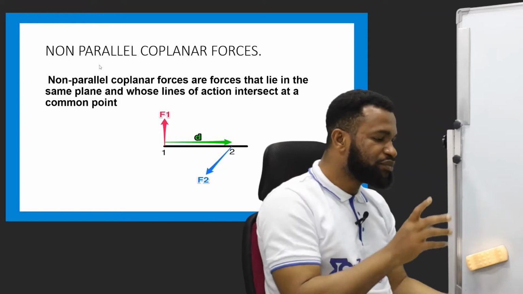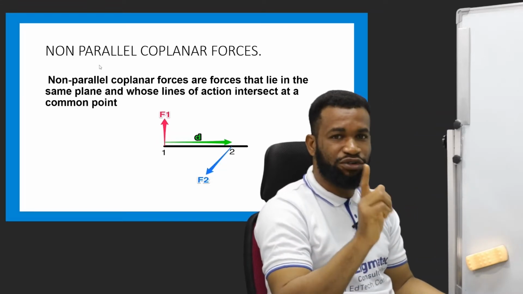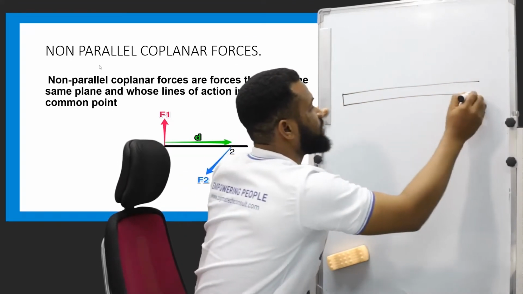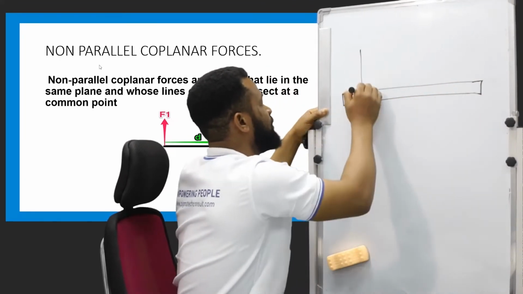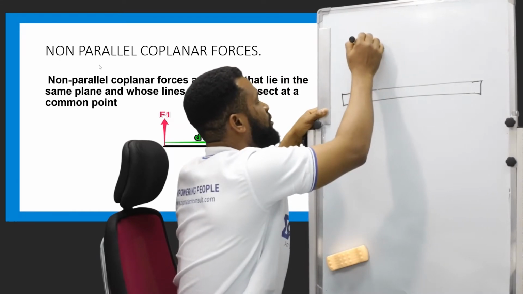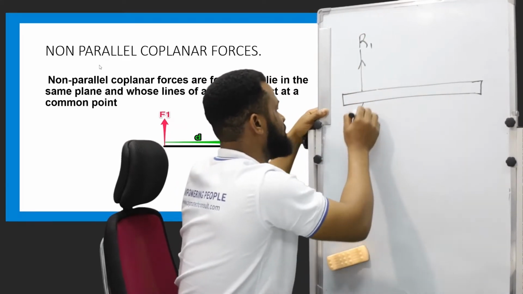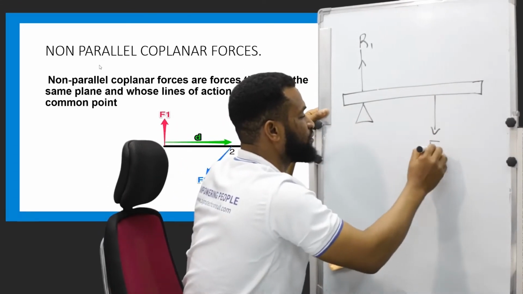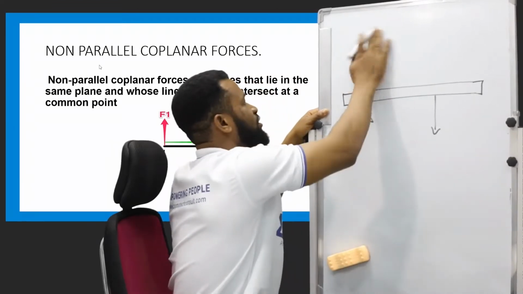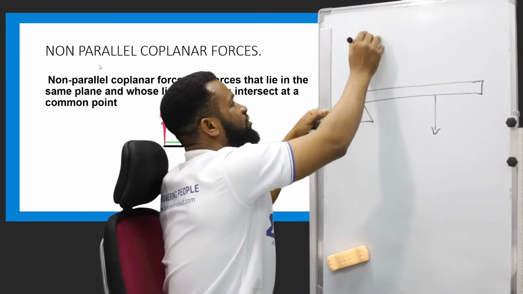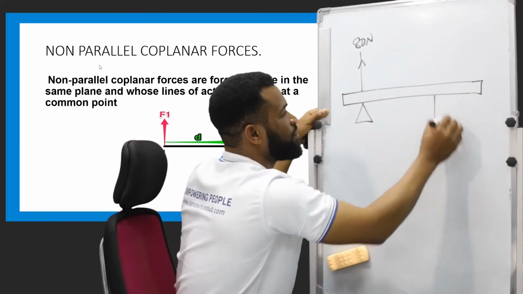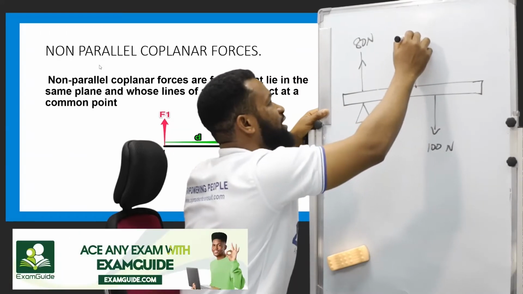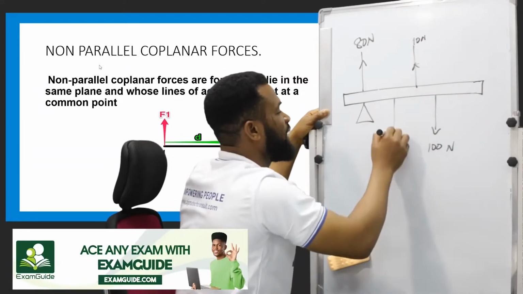Look at this. When we treated parallel coplanar forces, we said that this is an example of parallel coplanar forces. Maybe we have an upward force, call it R1, and a point here. We also have another one. Let me use numbers in order not to confuse you. Assuming we have 80 Newton upward, 100 Newton downward, and maybe another force acting here, let's say 10 Newton, and then we may be asked to find the weight.